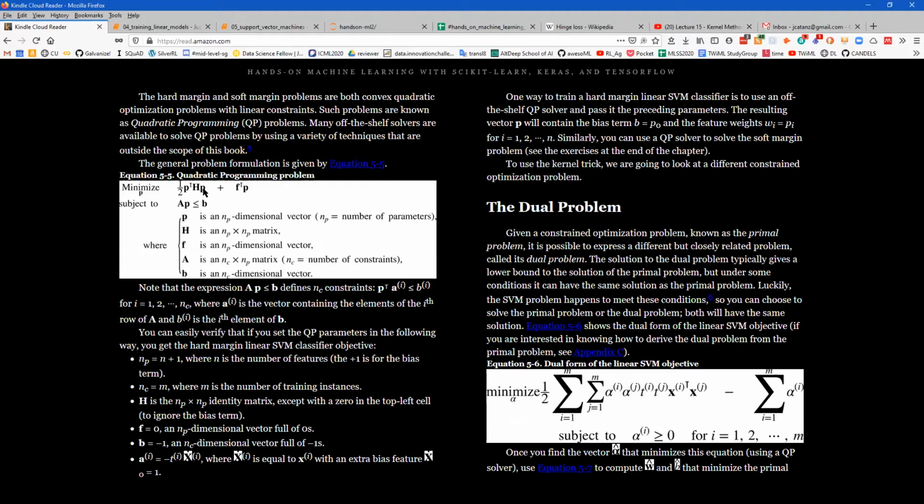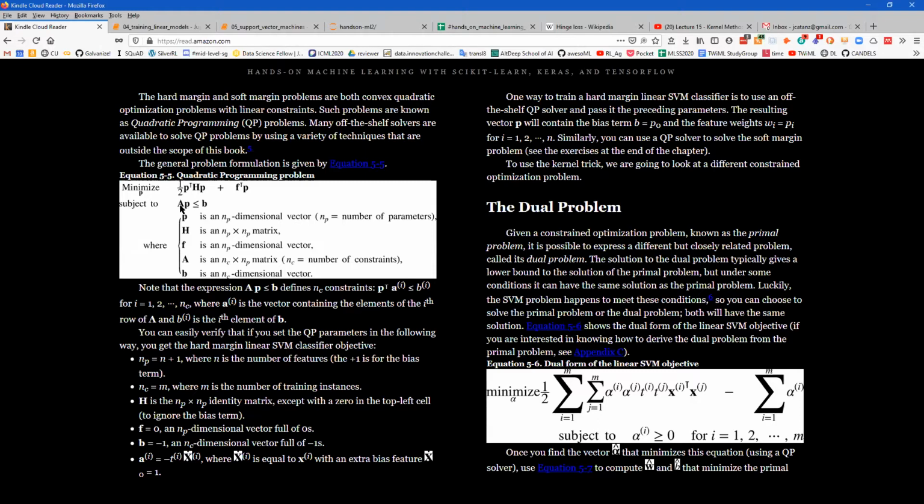You're trying to minimize some quadratic function, and this is more general than our problem. In our problem, it was the W transpose W, but in a more general problem, there can be a matrix H in between. And H isn't part of the problem. It's P that you have to solve for in this problem. So you have a quadratic term and a linear term.